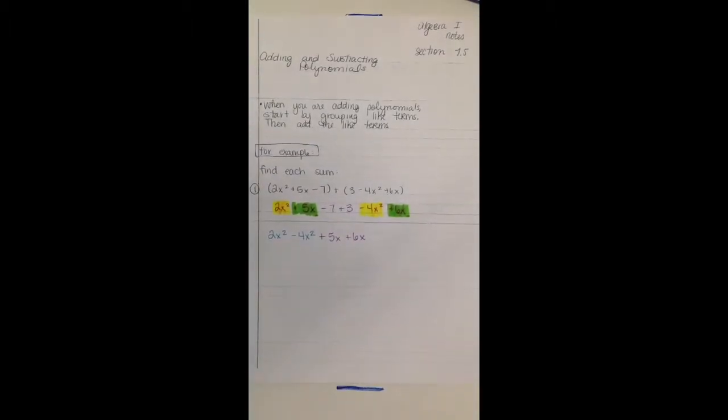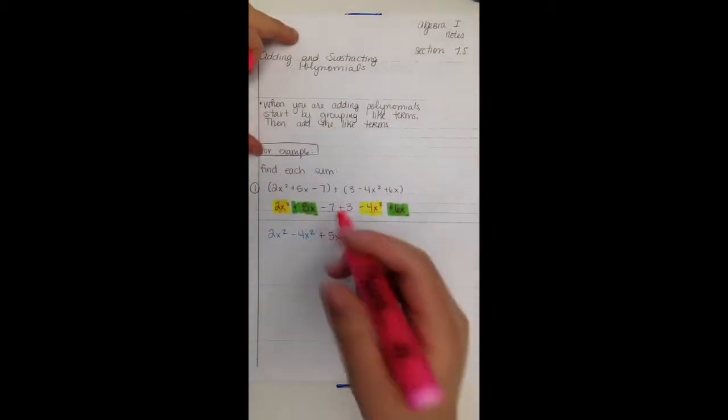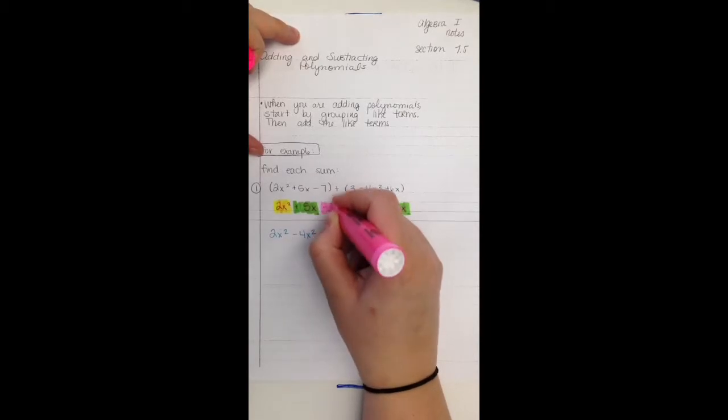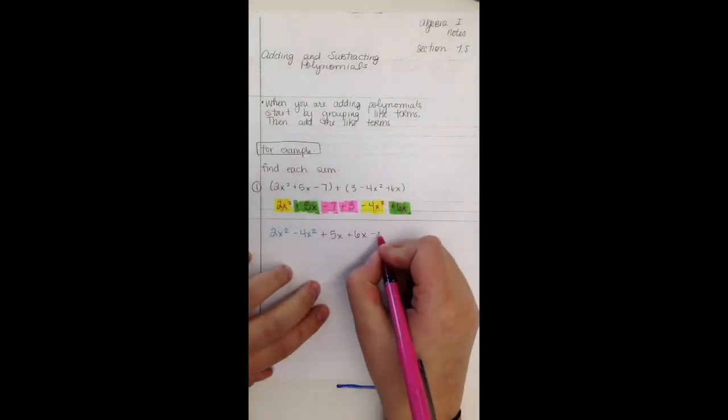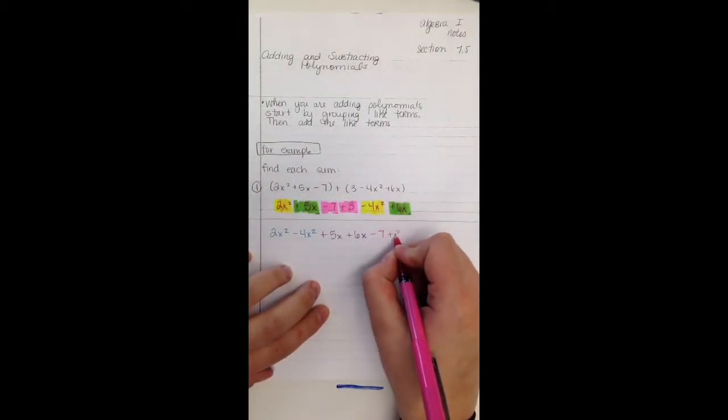I'm going to grab another highlighter really quick. Just hold on. Alright, and the next one I'm going to deal with is the negative 7 and the 3. So I'm subtracting 7 and I'm adding 3, and they're both just constants because they don't have variables, so they are also like terms. So I'm subtracting 7 and adding 3.